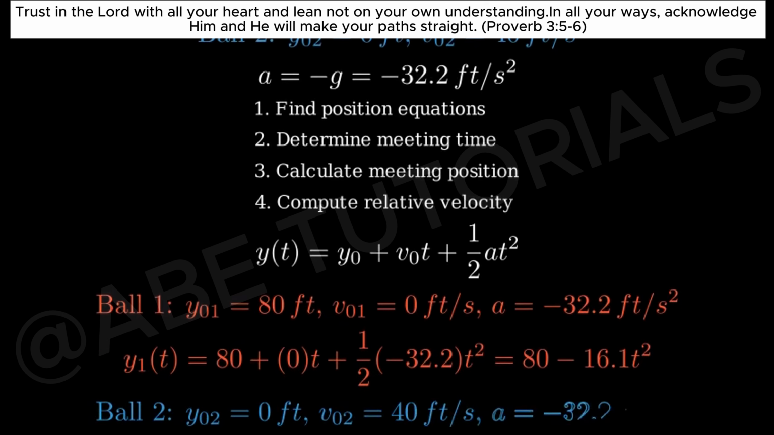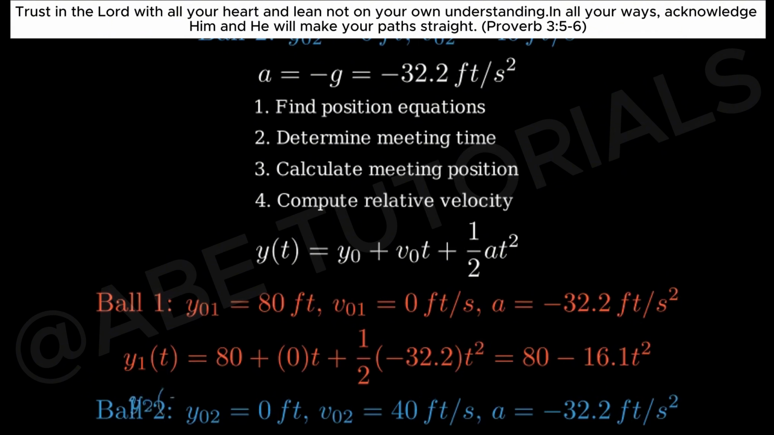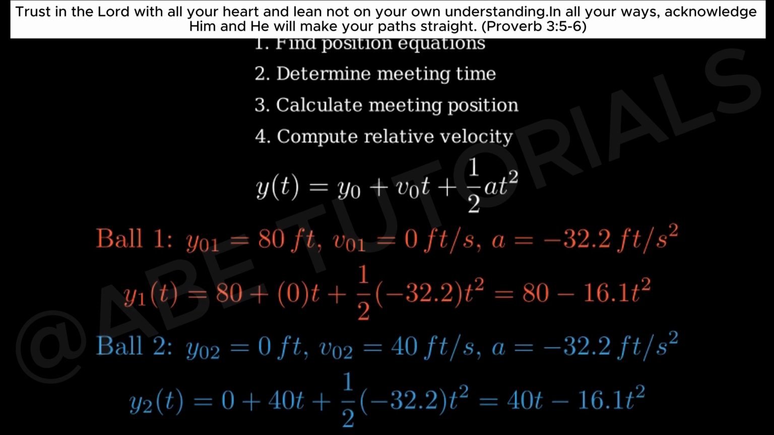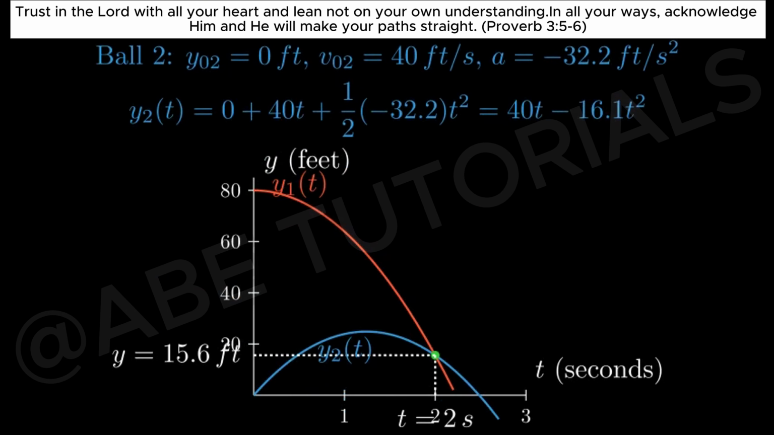Similarly for ball 2, the initial position y sub 02 is 0 feet. The initial velocity v sub 02 is 40 feet per second. The acceleration is the same, negative 32.2 feet per second squared. Substituting these values, we get y2 of t equals 0 plus 40 times t plus 1/2 times negative 32.2 times t squared. Simplifying, y2 of t equals 40t minus 16.1 t squared. Let's visualize the paths of both balls over time.